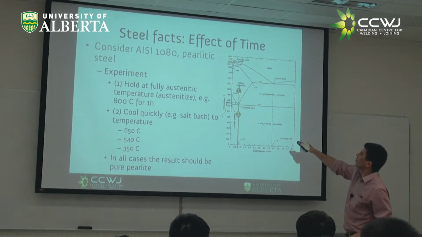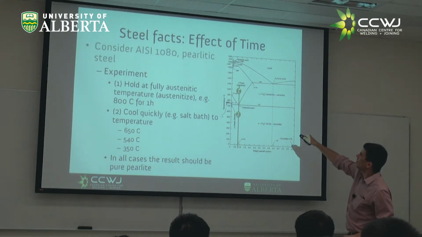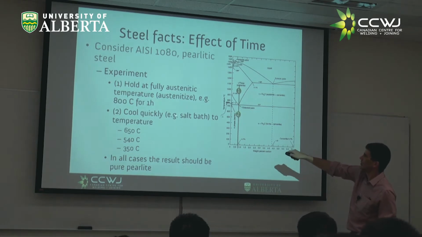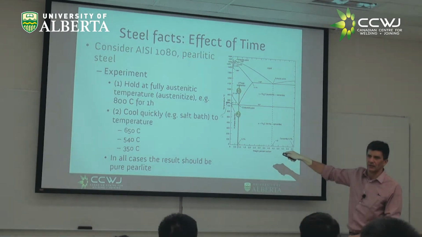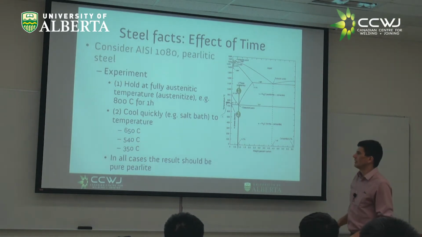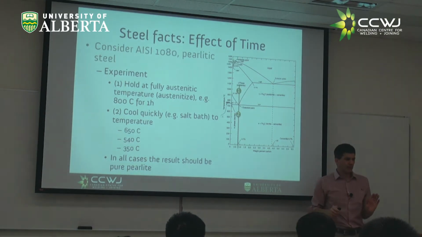Okay, so if we go, boom, from 1 to 2, right? And we hold it here at this temperature, typically in a salt bath or something, because this is fairly hot. This would be kind of borderline red hot, right? This should be pure pearlite.